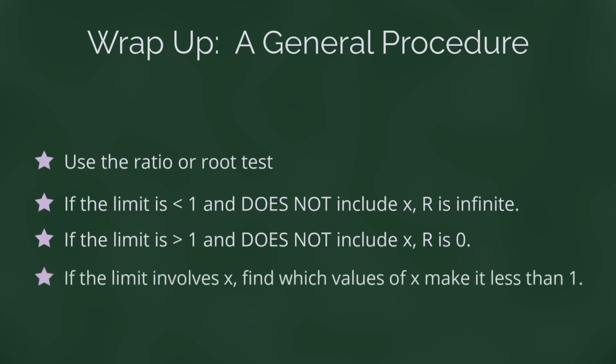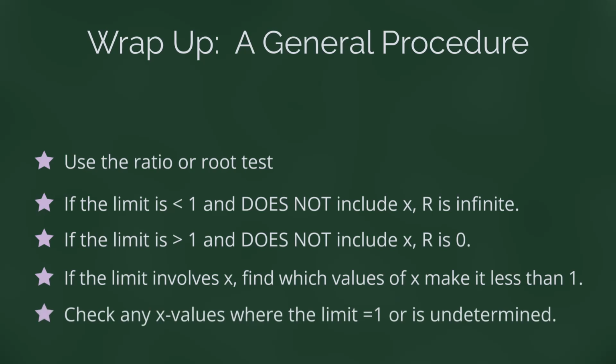If the limit involves x, then we have to figure out which values of x make the limit less than 1. Our last order of business then is to check any x values where the limit was exactly 1 or where it was undetermined, as in a 0 times infinity case.